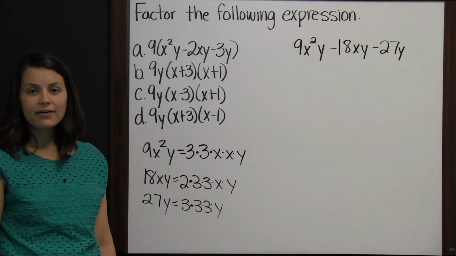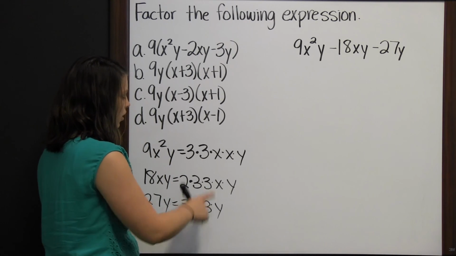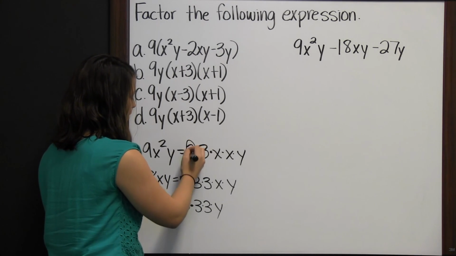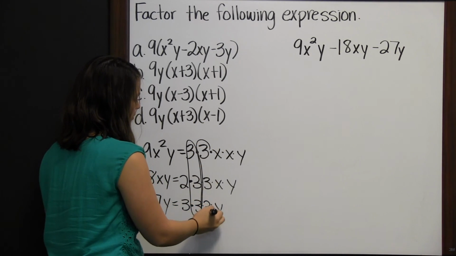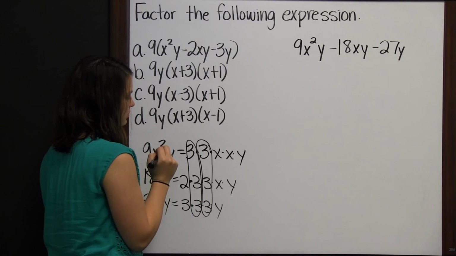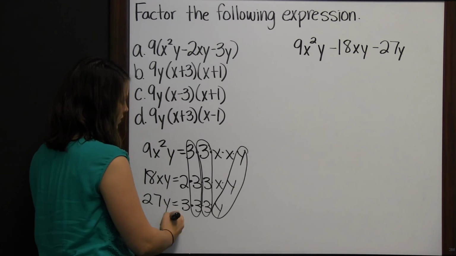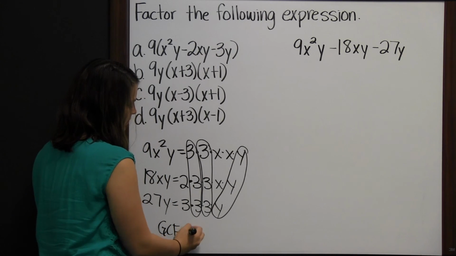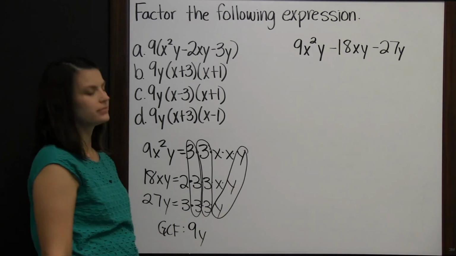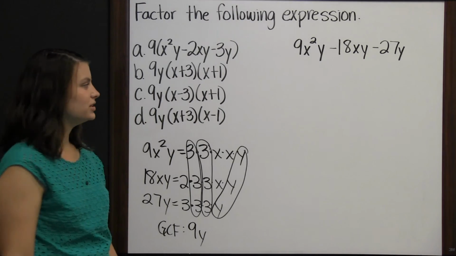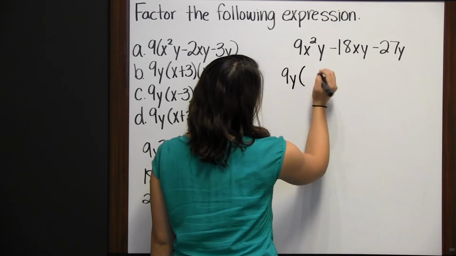Now to find the GCF, we look for what all 3 of our terms have in common. All 3 of our terms have a 3 in common. All 3 of our terms have another 3 in common. And all 3 of our terms have a y in common. So the GCF is 3 times 3 times y, 9y. Now we can factor out the GCF. So we're going to factor out a 9y from each one of our terms.